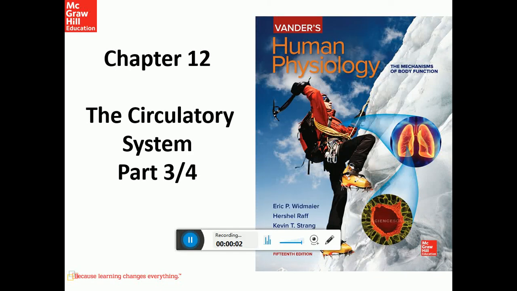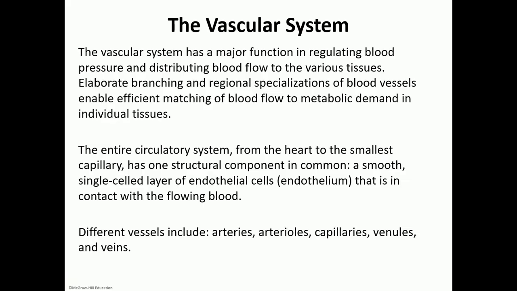Okay, so now back to part 3 of the circulatory system. And in this, we're going to be talking about the vascular part of it. So it's a cardiovascular system. We talked about the cardiac portion, and now we'll move on to the vascular system. The vascular system is basically your blood vessels, and those are the pipes where the blood would be flowing.